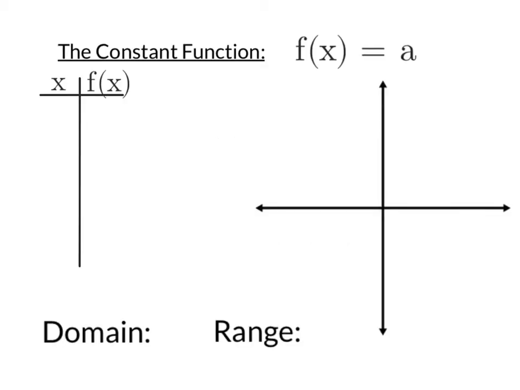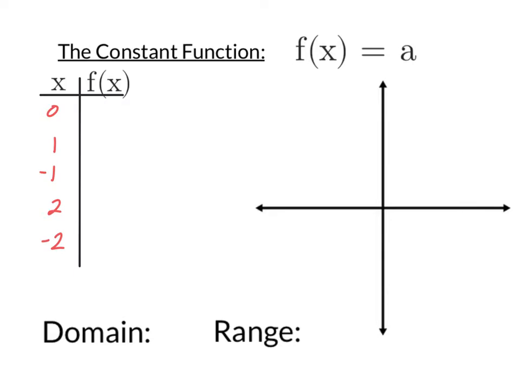First, let's start with the constant function. That is f of x equals a, where a is any constant, any real number. Now, how do you graph when you don't know how to graph? Well, you start plotting points. We're going to pick some x's, like 0 and 1 and -1 and 2 and -2. Find out what their y values are, their functional values, and then plot those points.